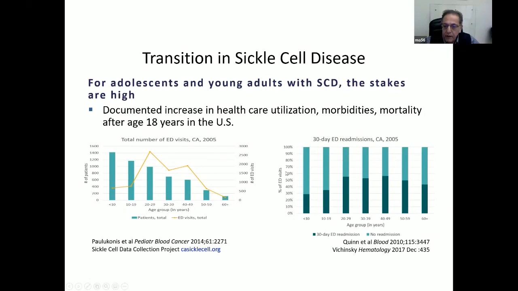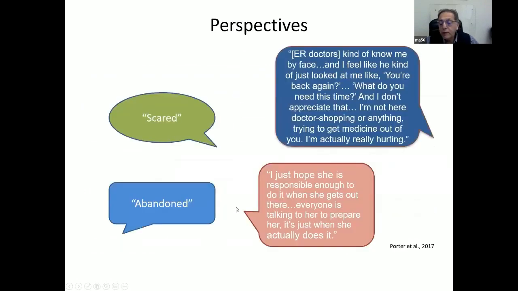And again, the percent of admissions goes up as the ages go up. And you can see here that there are more readmissions as the age goes up. So there is an increased rate of both visits and readmission visits, therefore amplifying the problems we talk about. What are the perspectives?